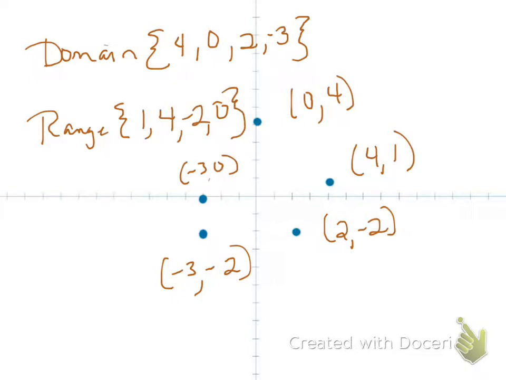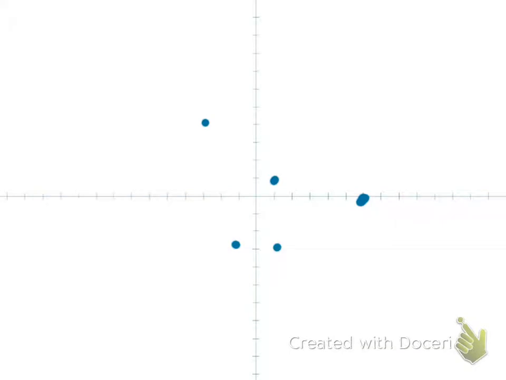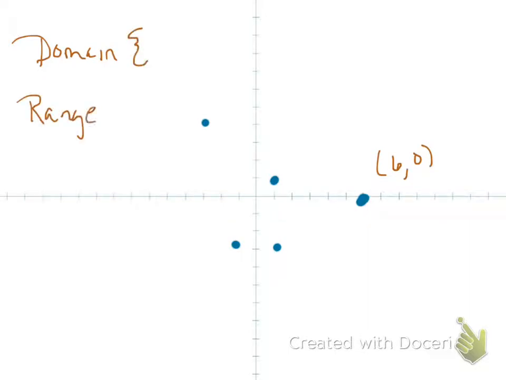So for this group of points, my domain is 4, 0, 2, and -3, and my range is 1, 4, -2, and 0. Let's try that one more time. Here we have our first point, which is (6, 0). So I'm going to list my domain. And remember, in domain and range, you don't repeat. If you already have the number in your domain and range, don't repeat it. So here my domain is 6, my range is 0. My next point is (1, 1). Domain is 1. Range is 1.